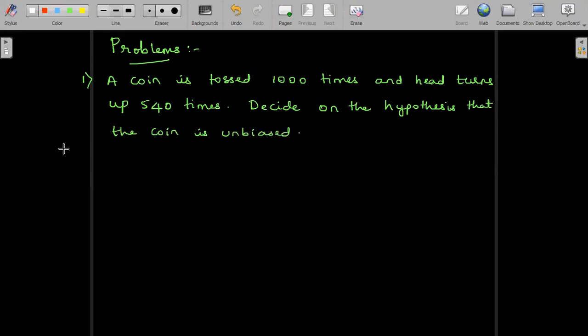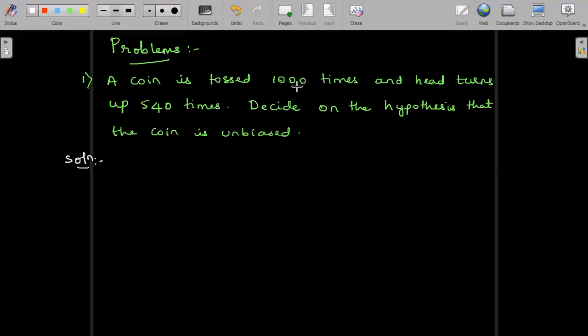Right, let us analyze the problem first. It is given that a coin is tossed 1,000 times. So n is equal to 1,000, out of which head turns up 540 times. So let us understand that the observed number of successes is 540 times. We are assuming getting a head on the top is success. So observed number of successes, x is equal to 540 and n equal to 1,000.